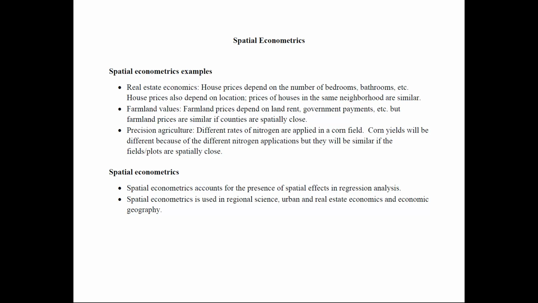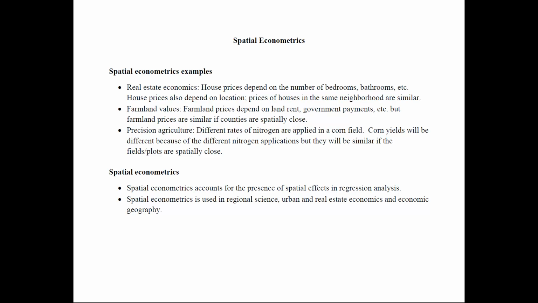So let me start by providing a few examples. The first one comes from real estate economics. We all know that house prices depend on the number of bedrooms, number of bathrooms, and so on. You can imagine a regression model on that. But they also depend on location. What the realtors are telling you is location, location, location, which means that the prices of houses in the same neighborhood, or that are close to each other, or on the same block are similar. So this is an example of how spatial effects could be present.